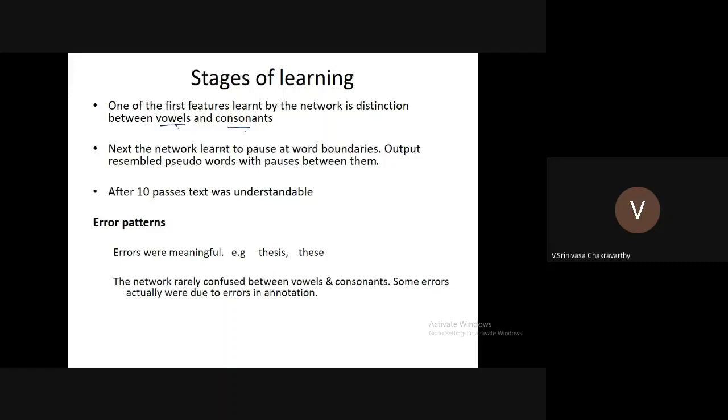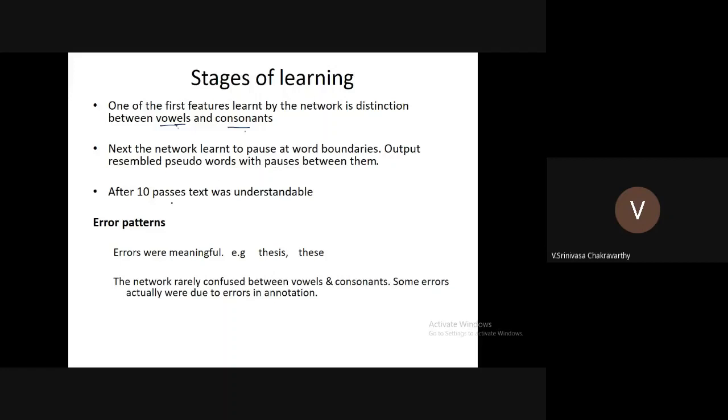Then the network was able to pause at word boundaries. It knows that whenever it sees a blank space, it needs to pause. There should not be any sound in the output at that time. It learned that. So in the early stages, the output of the network sounded something like a babble. That is, you say something, then a small pause, and say something else again, a pause, and so on.